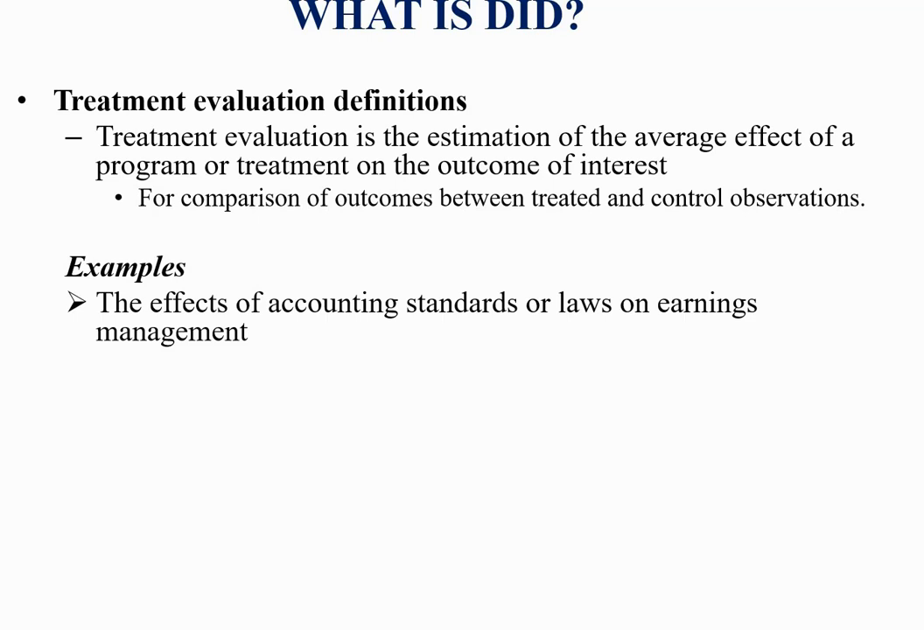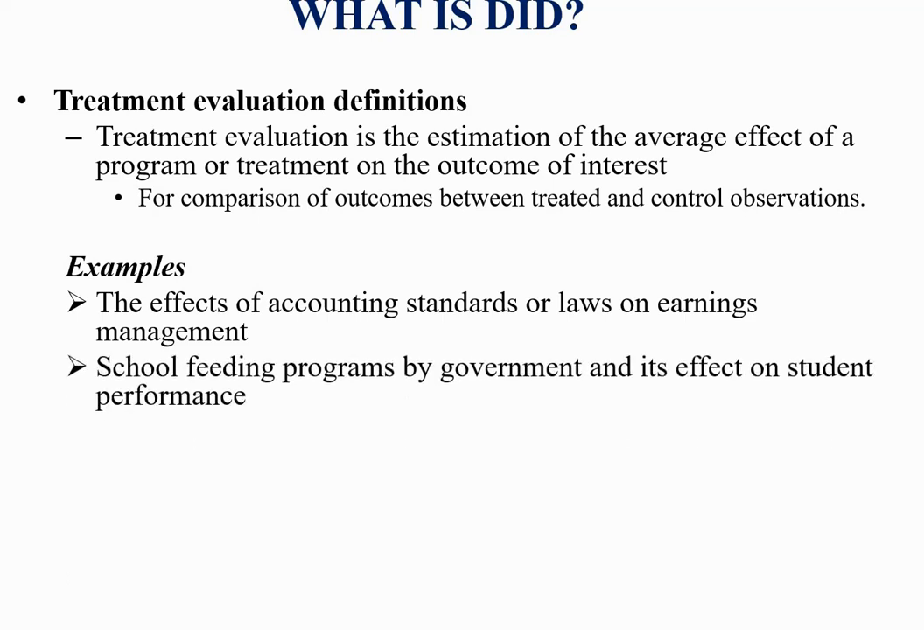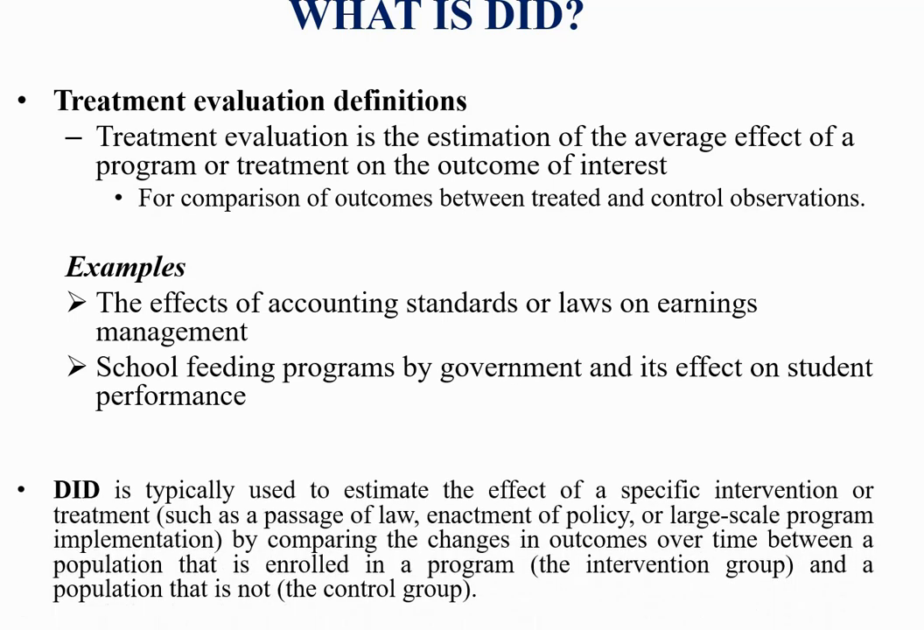Okay, and another example is where we want to test a program by the government. Let's say that there's a school feeding program by government, and we want to test the effect of this program by the government on students' performance. So this is also an example of a treatment that we can use DID research design to test the effect of this treatment on other outcomes.